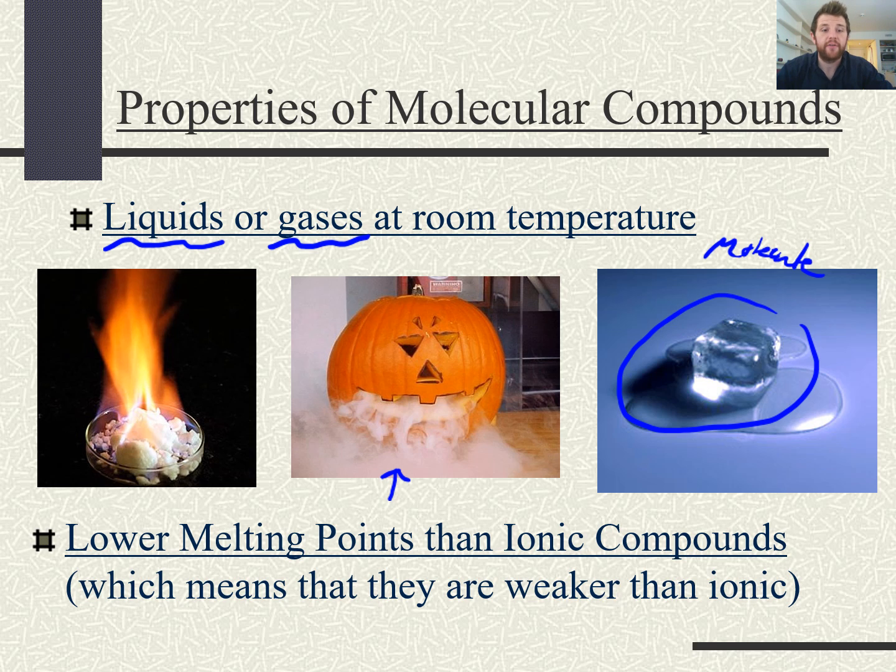Okay, so the properties of molecular compounds. These have lower melting points than ionic compounds. These are liquids or gases at room temperature. So since they have lower melting points, they're going to be melted, so liquid. Or they also tend to have a very low boiling point as well, which means they're going to be gases as well.